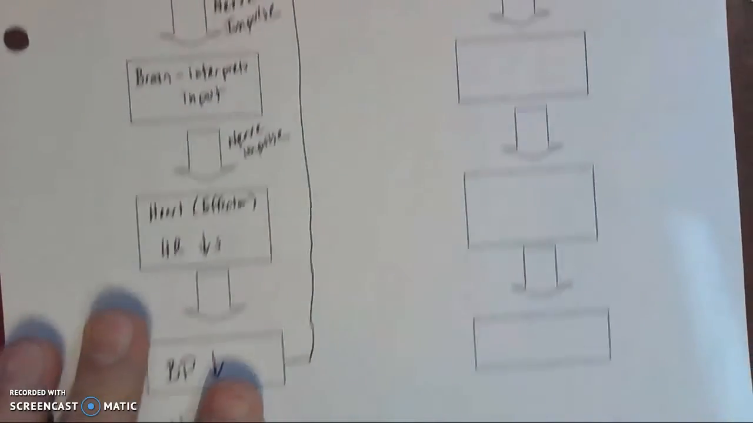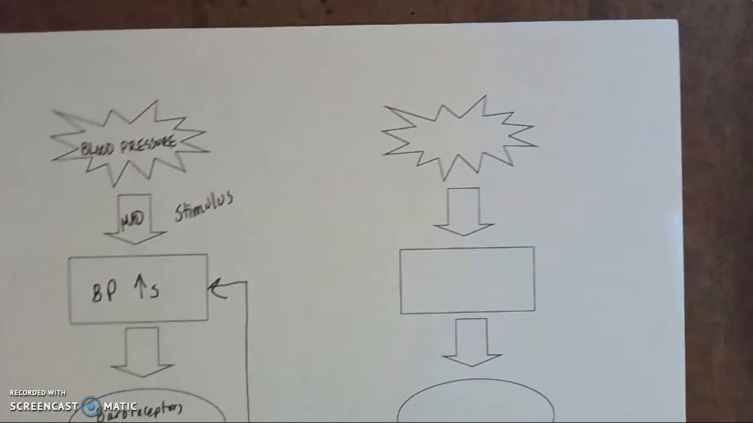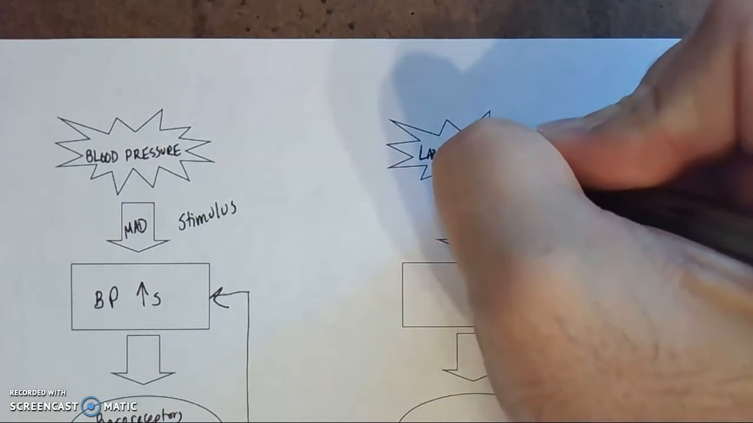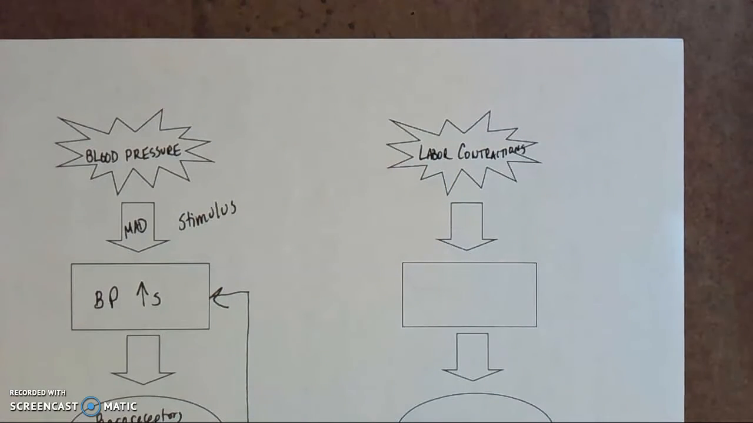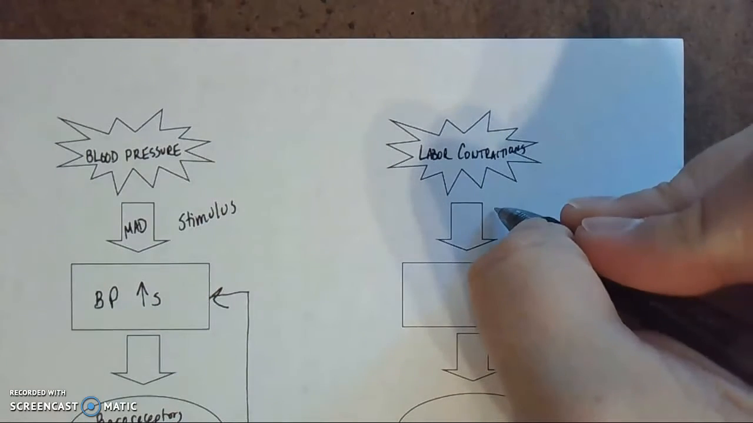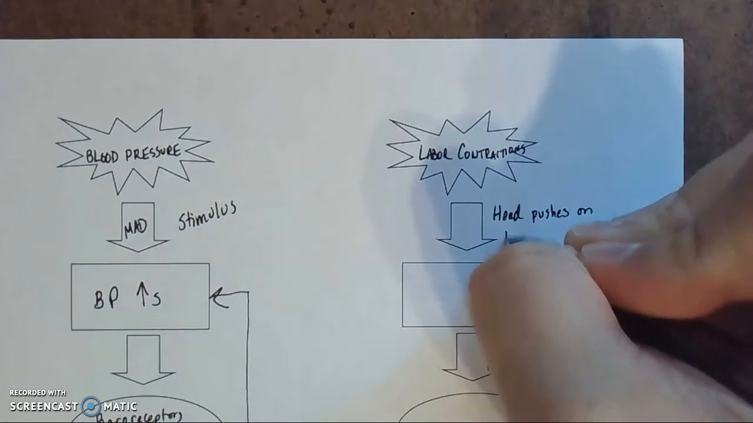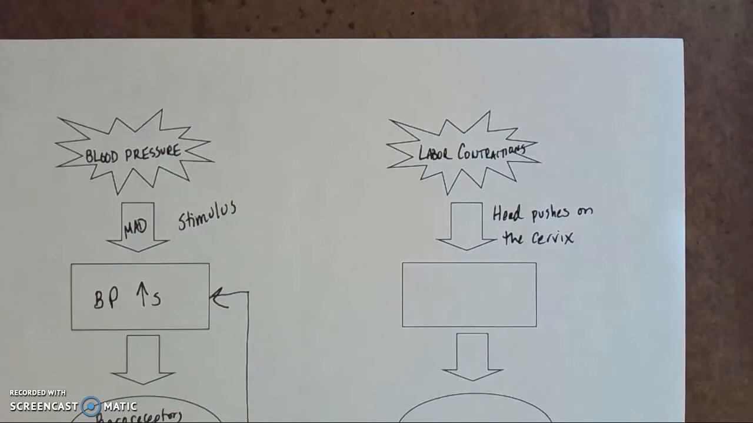So going back to our diagram, we're going to look at a positive feedback system. And this one deals with labor contractions. So when a baby's being born and the uterus contracts to expel the baby. So the stimulus for this controlled condition is the baby's head pushes on the cervix, which is the opening to the uterus.